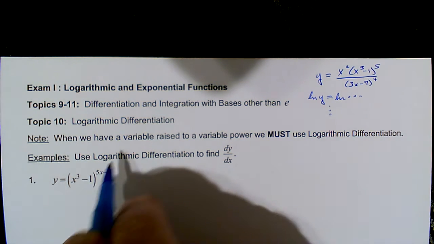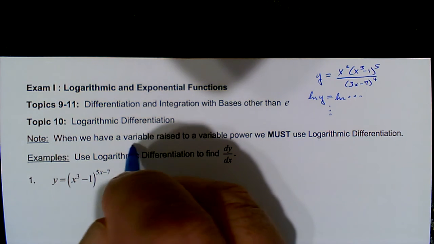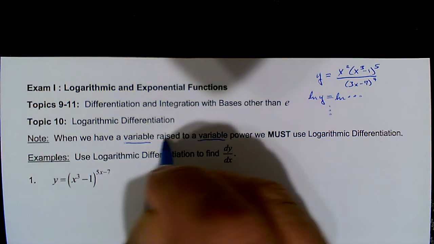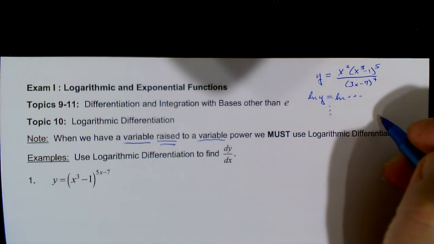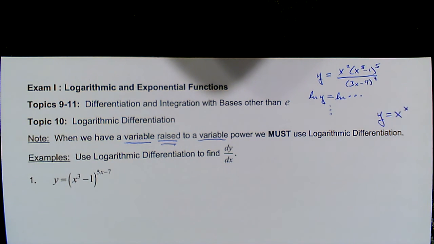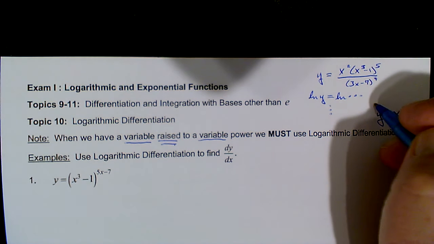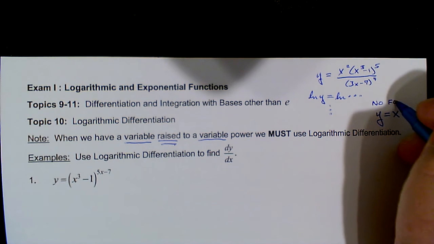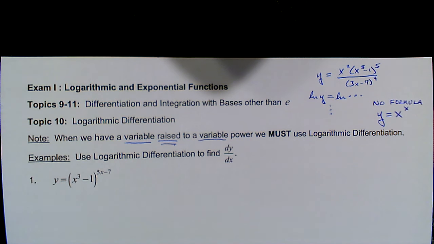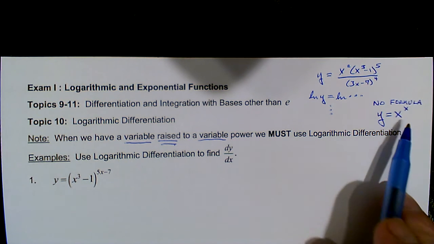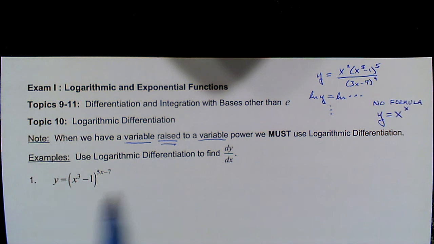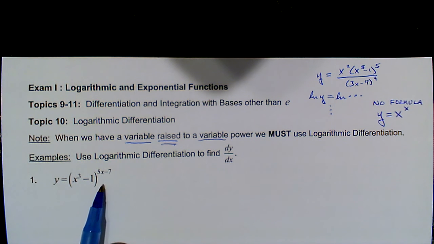Here's a situation where we don't have a choice. Whenever we have a variable raised to a variable power, even something as simple as x raised to the x power, there is no formula for that. It's not x to the n. x to the n only works when n is a real number, not a variable. So you have no choice. You have to use logarithmic differentiation. So here's an example where we have that case.